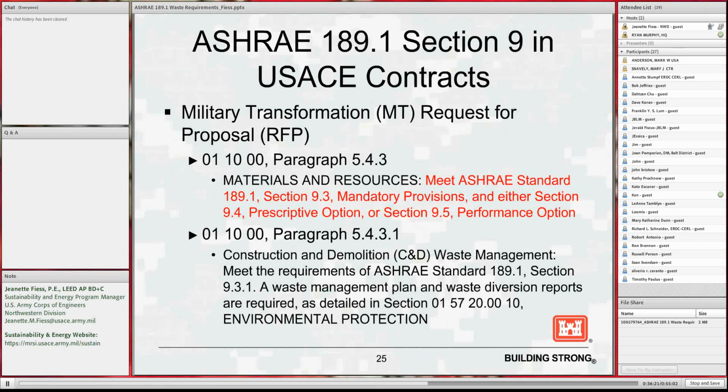Within our military transformation RFP, headquarters did a significant update recently, within a year or so ago, to incorporate all these requirements for 189.1. If you look in the MT RFP, you can see there's a requirement in the materials and resources section that the contractors are required to meet 189.1 section 9.3, those mandatory provisions that we talked through, and then they have a choice of the prescriptive or performance option. So we've incorporated that into the RFP.